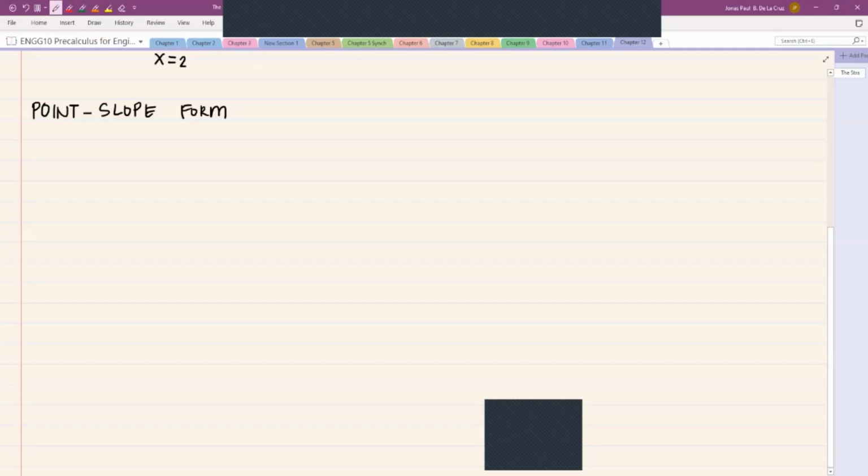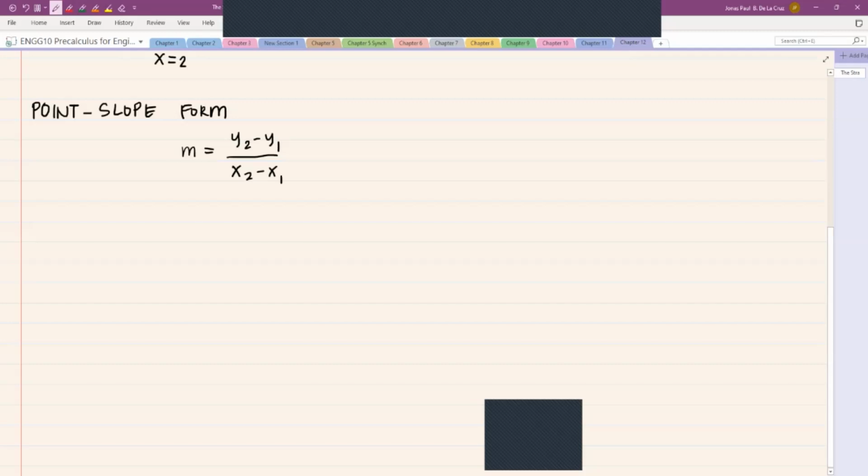Okay? So based sa pangalan niya, itong form na ito ginagamit natin when we are given a point and the slope of the line, di ba? Ginagamit natin ito kapag given tayo ng isang point saka yung slope ng line. So ang formula natin for the point slope form of the line is, galing din siya actually doon sa formula for slope natin na m is equal to y2 minus y1 over x2 minus x1.